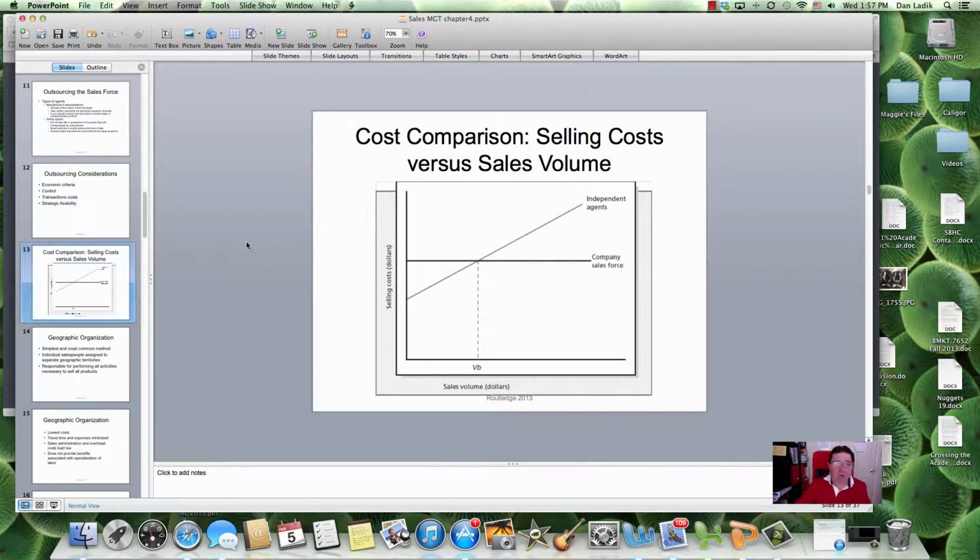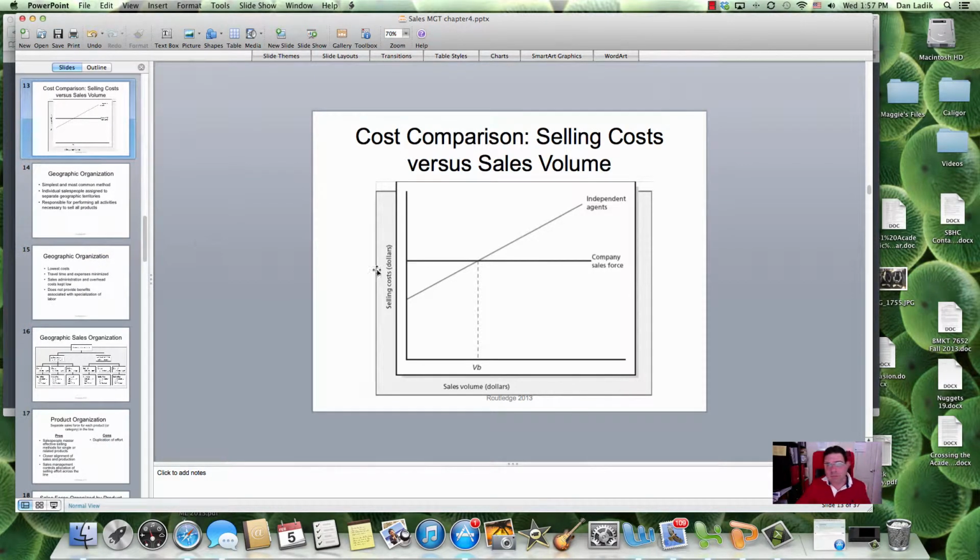The chapter does do this kind of independent sales agents. Basically what they're saying is, they cost less than a company sales force. Company sales force tends to stay constant. But independent sales agents are more cost effective when, it depends on volume. You don't have a problem paying independent sales agents if they already sold something. Yeah, here you go. There's the commission. It's not a problem at all.